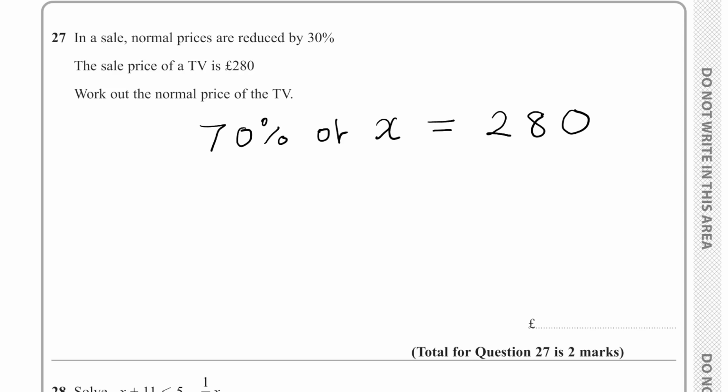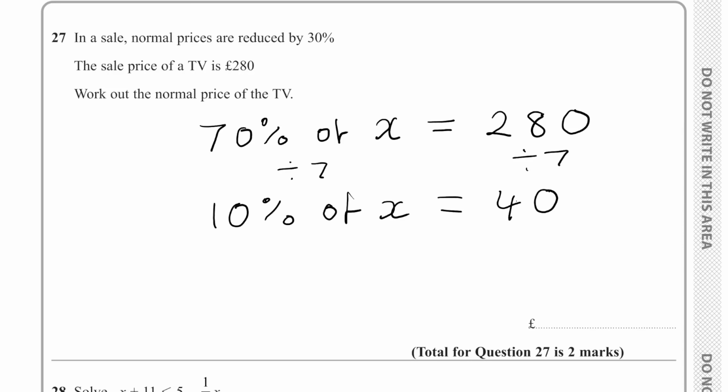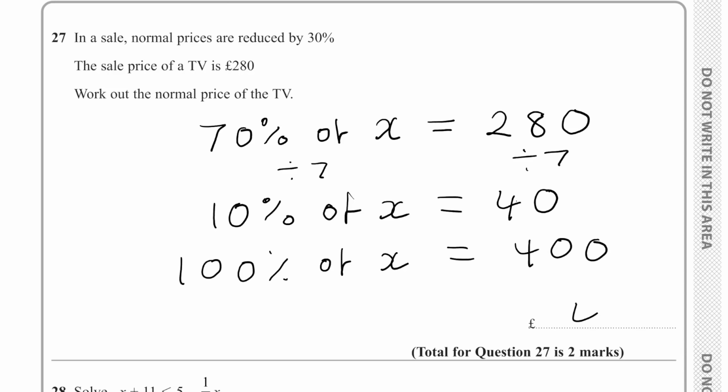If I divide that by 7, so 10% of my original price is £40. 28 over 7 is 4, so 280 over 7 is 40. And then times by 10, so my original price, my 100%, is £400.